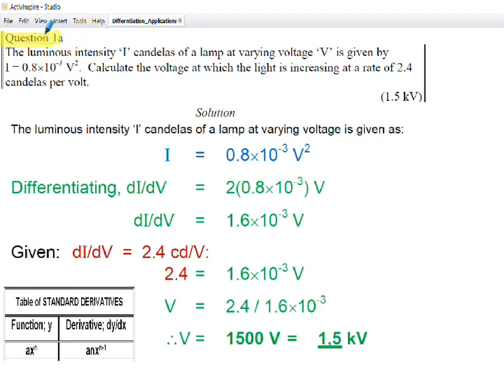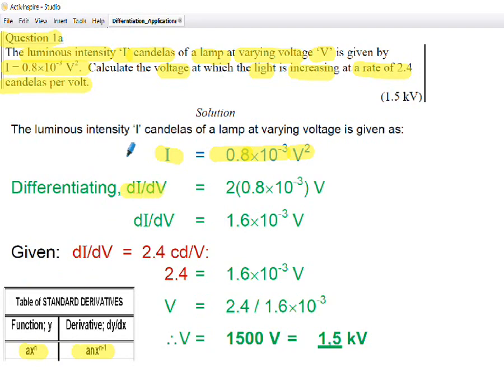Question 1a. The luminous intensity I, candelas, of a lamp of varying voltage V is given by the expression I equals 0.8 times 10 to the minus 3 V squared. We've got to calculate the voltage at which the light is increasing at a rate of 2.4 candelas per volt. That's a rate of change. So the first thing to do is to take the equation I given and differentiate it. So I is equal to 0.8 times 10 to the minus 3 V squared. This is a standard form, ax to the n, so we know our solution.